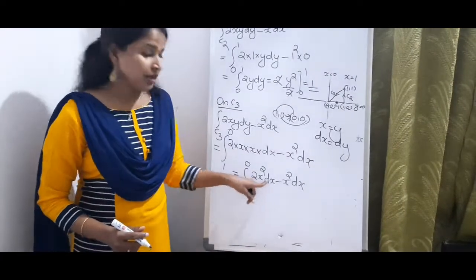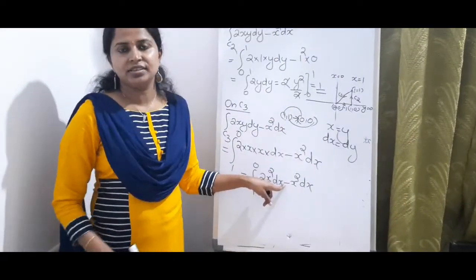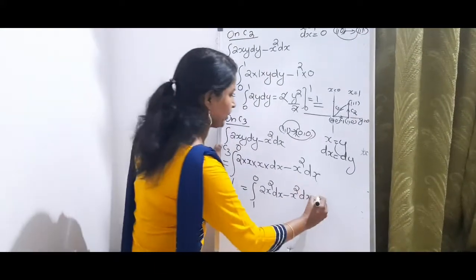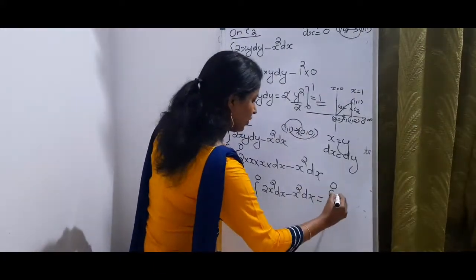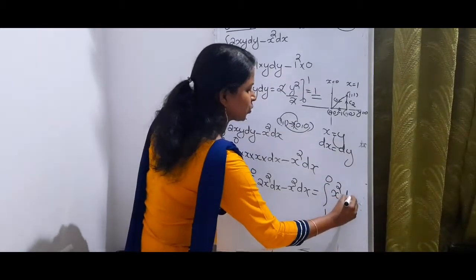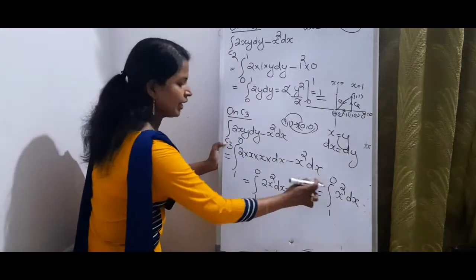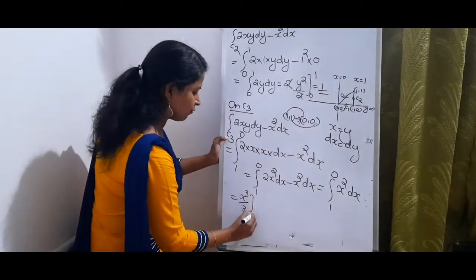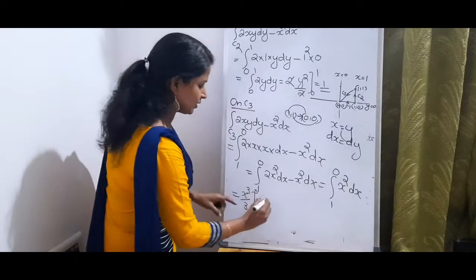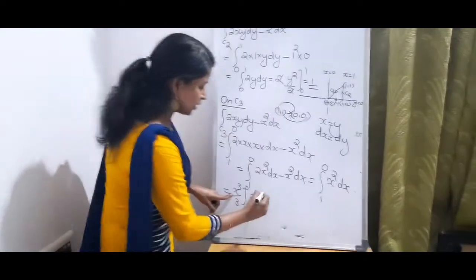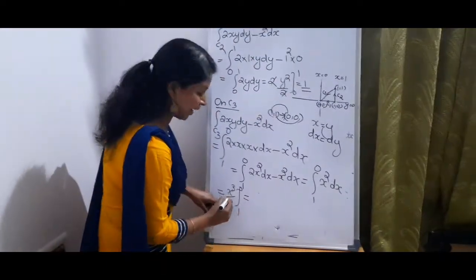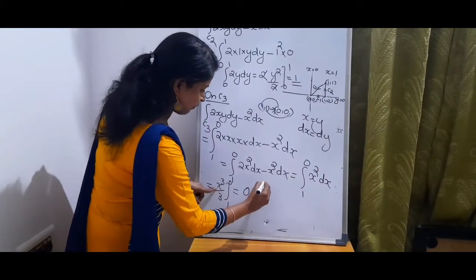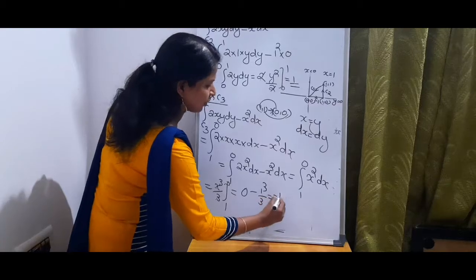2x square dx minus 1x square dx. That is 2x square dx minus 1x square dx is 1x square dx. So from 1 to 0, 1x square dx is x square dx. That is equal to the integral of x square dx, x cube by 3, limit 1 to 0. The upper limit is 0, 0 cube by 3 is 0. Upper limit minus 1 cube by 3, that is minus 1 by 3.